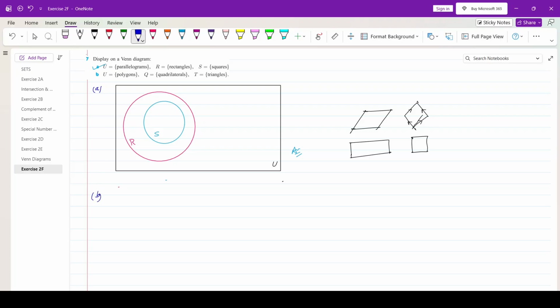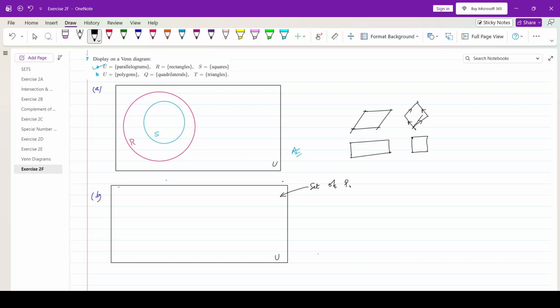Part B says U, that is the universal set, is a set of polygons. So U is a set of polygons. Q is a set of quadrilaterals.